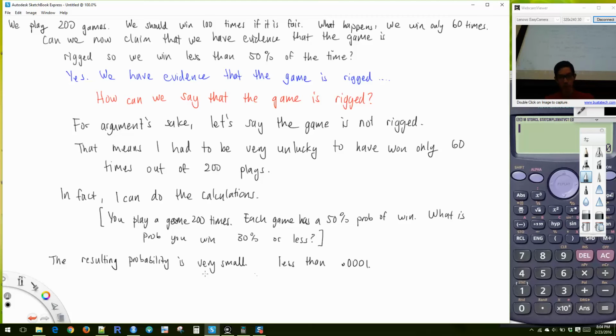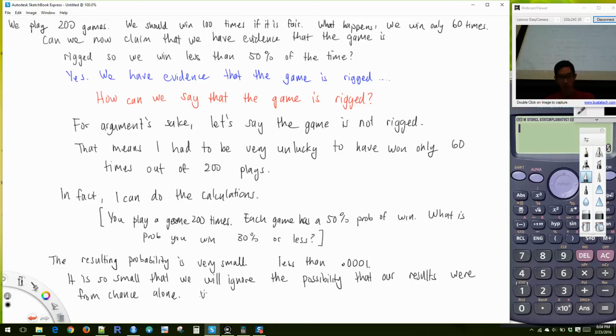The resulting probability is very small. It is so small that we will ignore the possibility that our results were from chance alone. Okay, we conclude that the game is rigged.